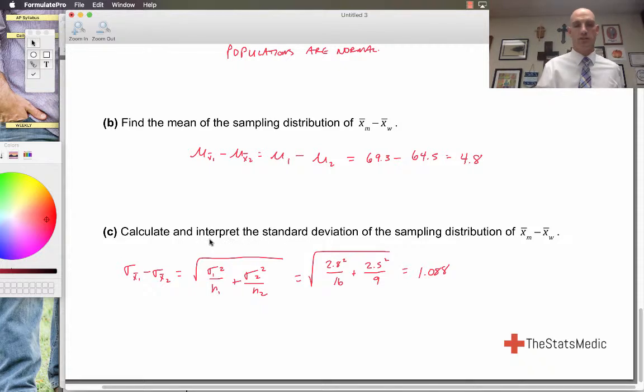They want us to interpret that, and as we know, standard deviation is typically the typical variance. So the difference in sample means in this case.